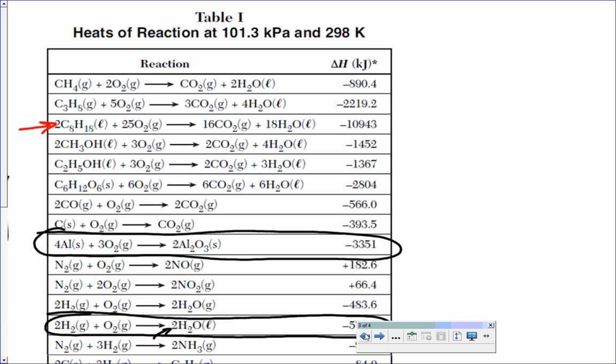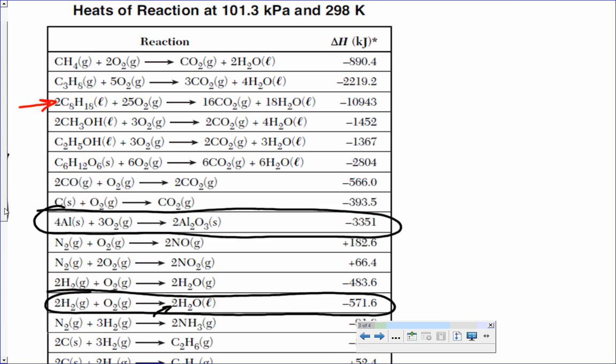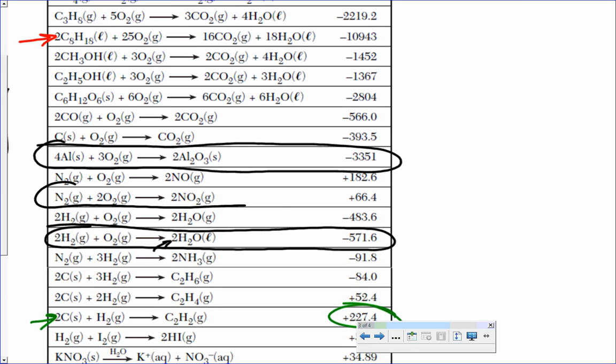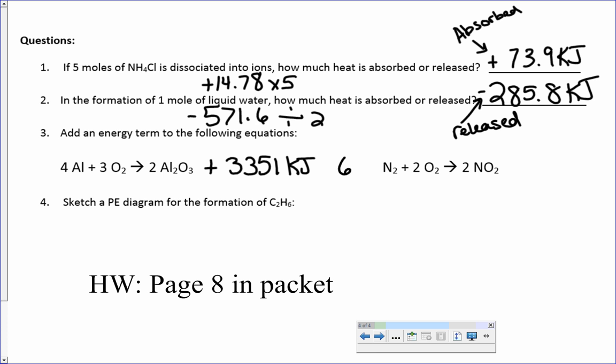In the formation of NO2, which is right here, our delta H is positive 66.4. This tells us that 66.4 kilojoules is going to be on the left side because it is a reactant, since this reaction is endothermic.